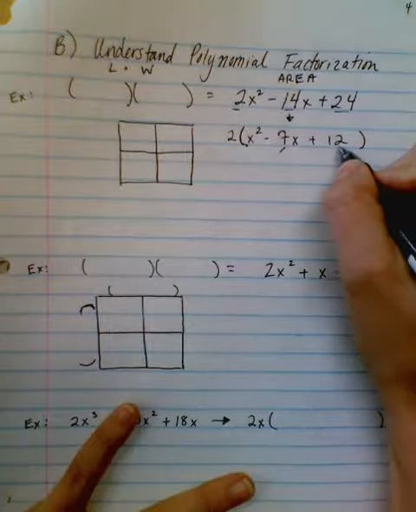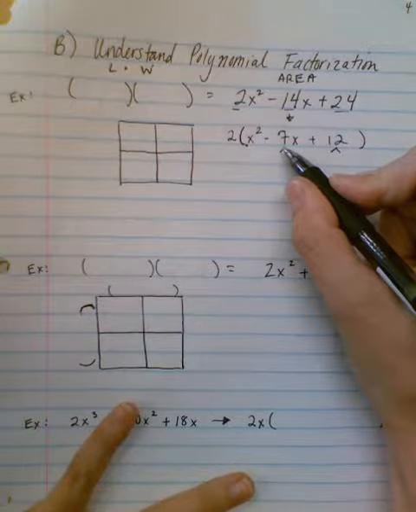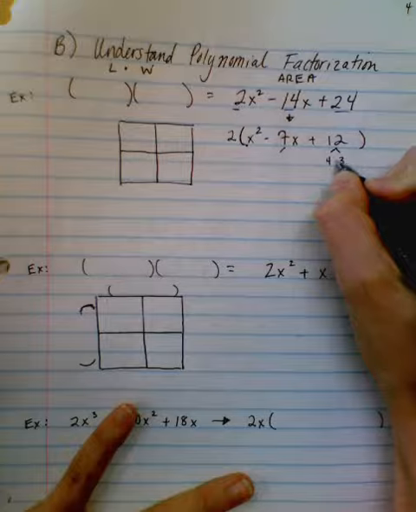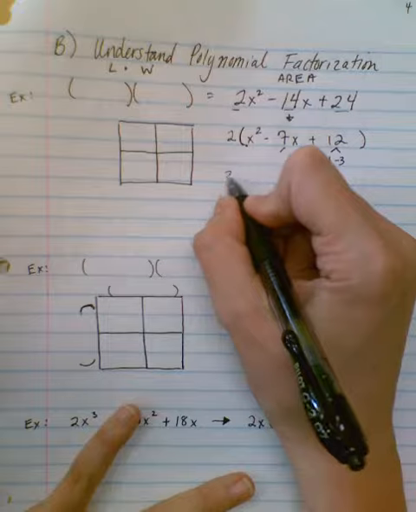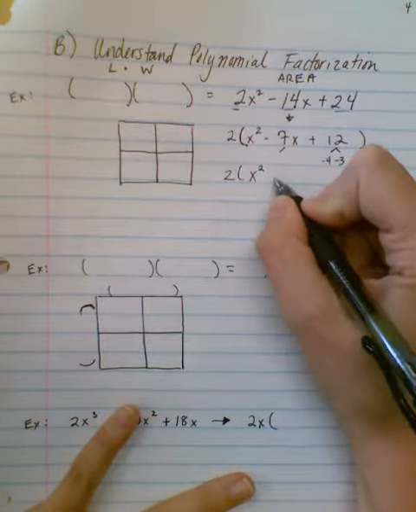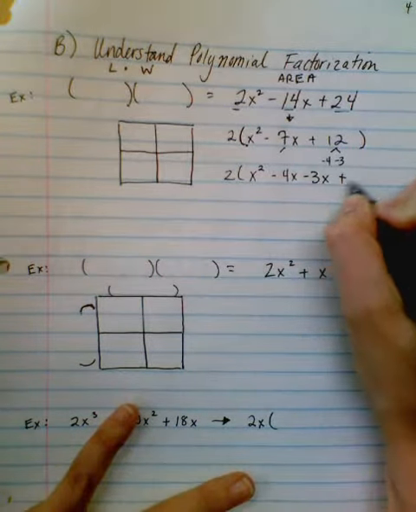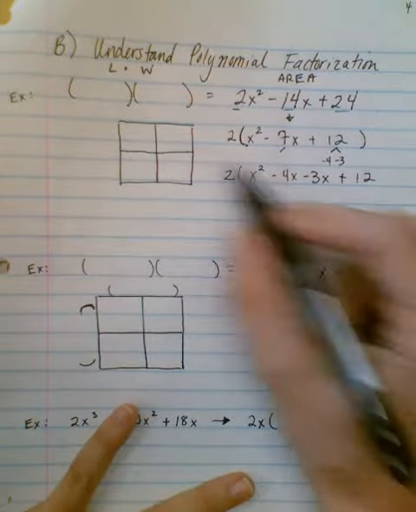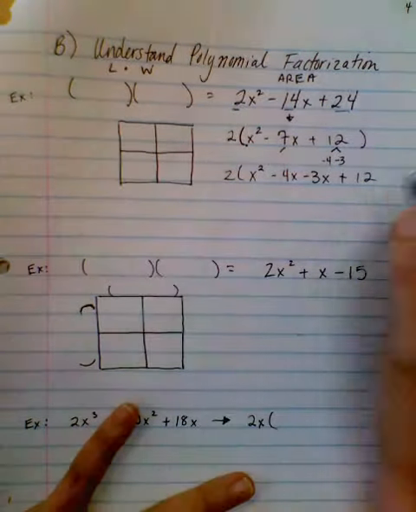And say, what two numbers multiply to make positive 12 but add together to make negative 7? Well, that would be 4 and 3, and they would both have to be negative. So why did I do that? I did that to figure out what the components of my box were. So I have x squared minus 4x minus 3x plus 12. Those must have been the two terms that created this one, because those are the only two numbers that could have multiplied together to give us this 12 here.